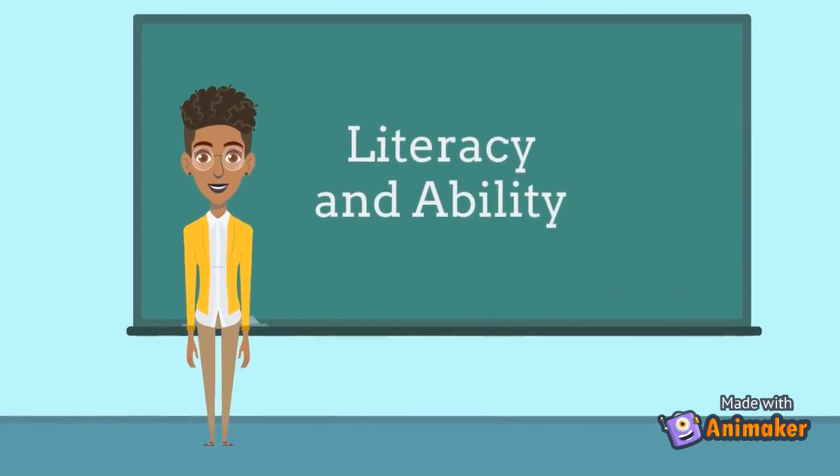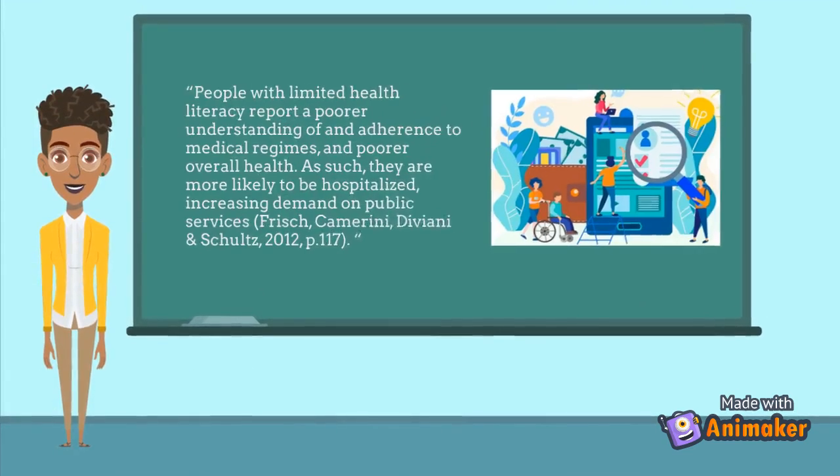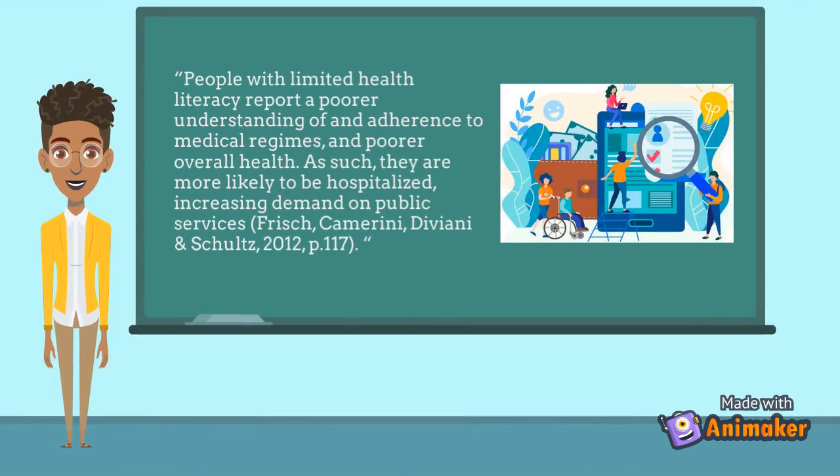Literacy and ability. Ability affects access to healthcare due to a wide range of impairments, including blindness, low vision, deafness, learning difficulties, cognitive limitations, limited movement, speech difficulties, and photosensitivity. These disabilities can decrease physical and technology-based access to healthcare. People with limited health literacy report a poor understanding of and adherence to medical regimes and poor overall health. As such, they are more likely to be hospitalized, increasing demand on public services.